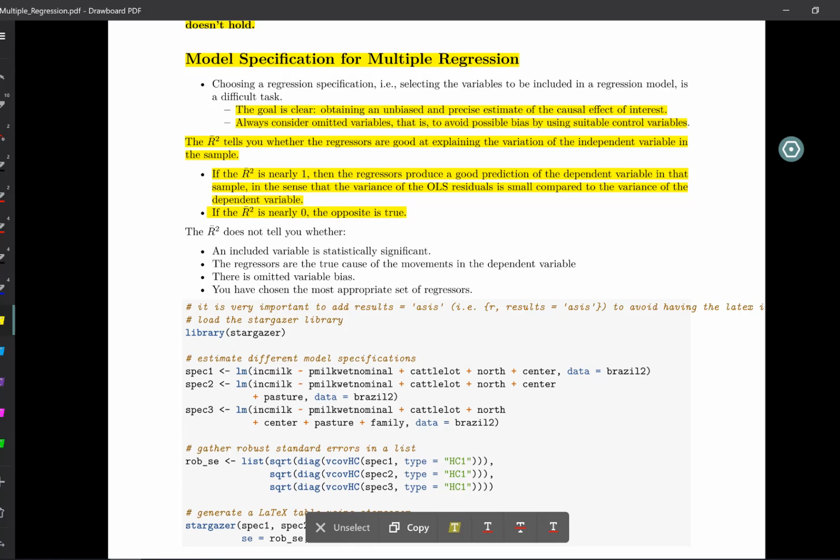For this course, this is what we're going to use. There are more things to consider when we look at adjusted R squares. There may be models where the numbers are lower and they may still be okay, but for the level of this course, this is what we're going to be using. The adjusted R square doesn't tell you whether an included variable is statistically significant, whether the regressors are the true cause of the movements in the dependent variable, whether there is omitted variable bias, and whether you have chosen the most appropriate set of regressors.